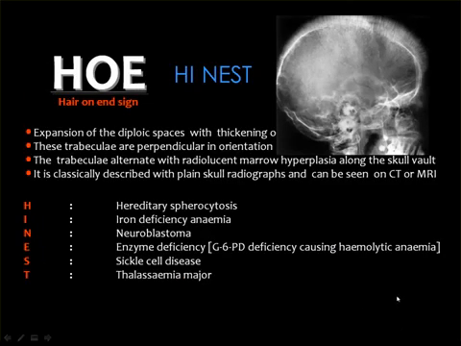And this is the differential diagnosis, or the causes that can result in this hair on end appearance. You can remember them by these letters: HI NEST. H for hereditary spherocytosis, I for iron deficiency anemia, N for neuroblastoma, E for enzyme deficiency like G6PD deficiency causing hemolytic anemia, S for sickle cell anemia, and T for thalassemia major.